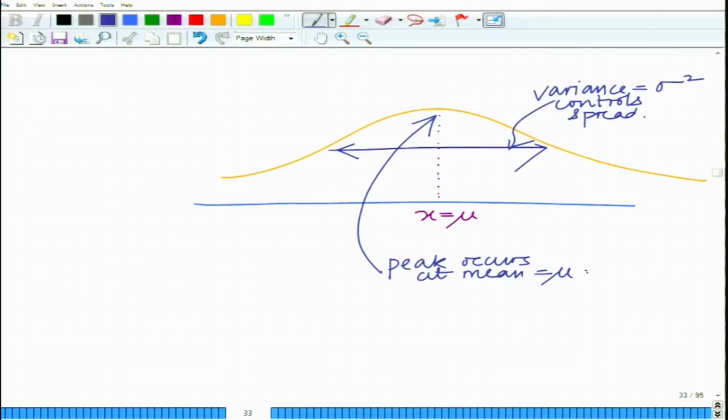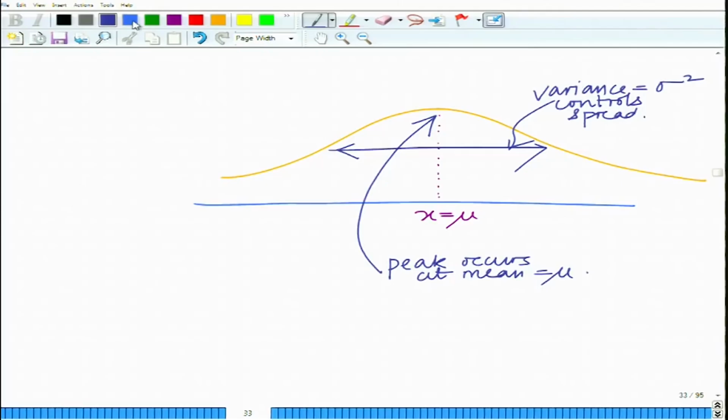The Gaussian probability density function is symmetric about the mean, it is a bell shaped curve, and the spread is controlled by the variance. For instance, if the variance decreases, then the spread decreases, and the Gaussian probability density function becomes more and more peaky, that is more and more concentrated around the mean.